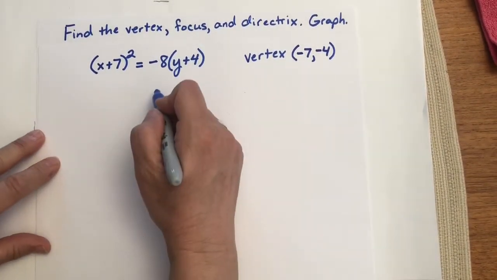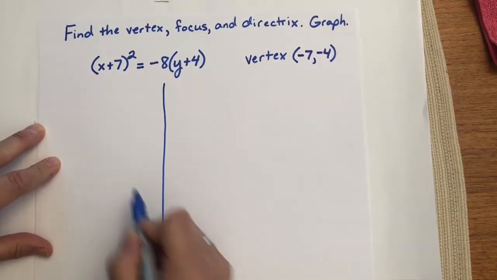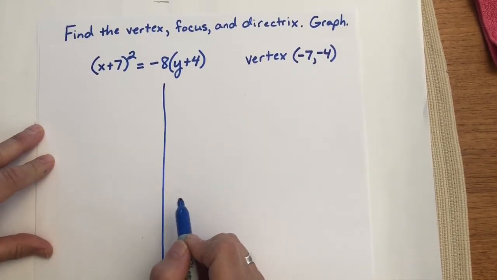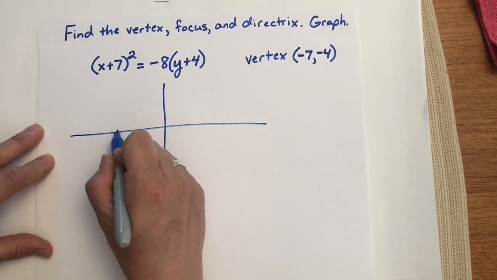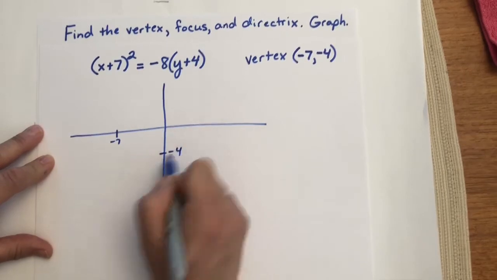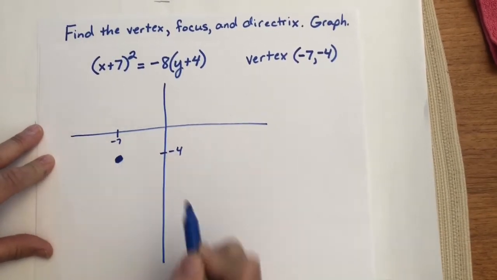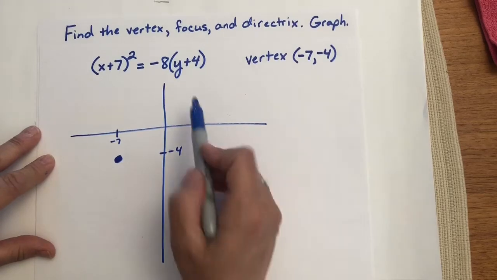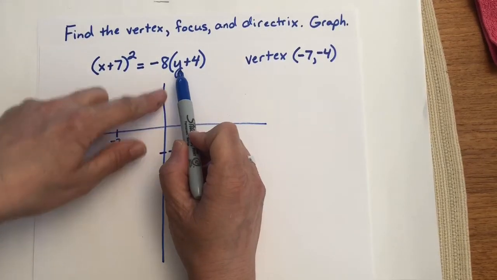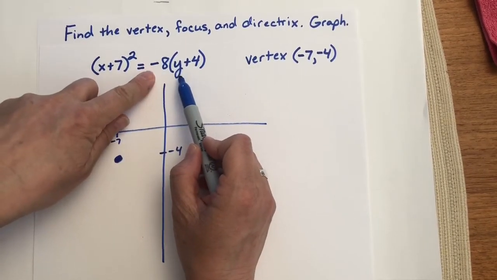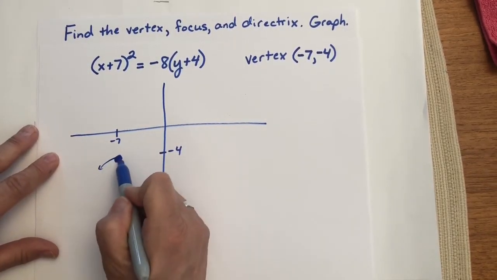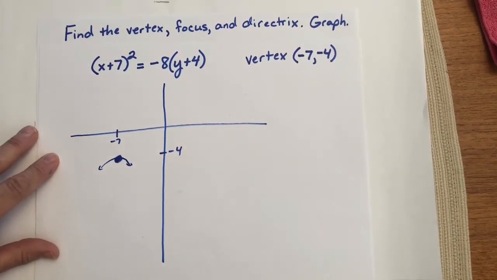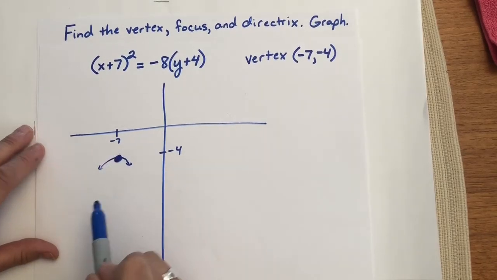So let's sketch that. Let's see. -7, -4. We'll put the point right here. We have a y equals x squared type. It's a function, which we know opens down because of this negative. So I'm just going to draw that very lightly to help me remember which way it's opening, because now I need to find the focus and directrix.